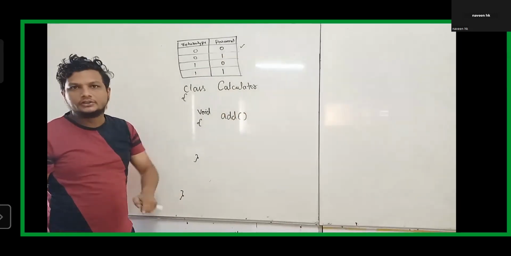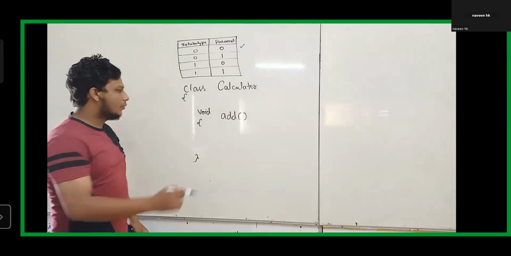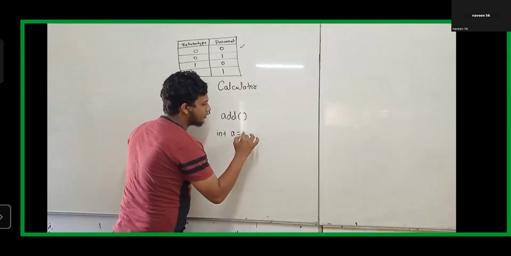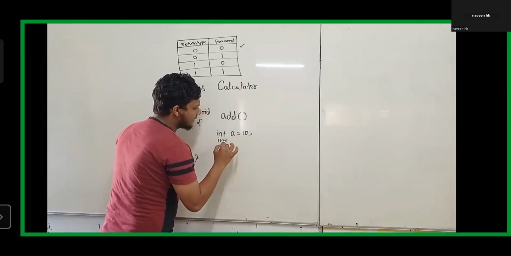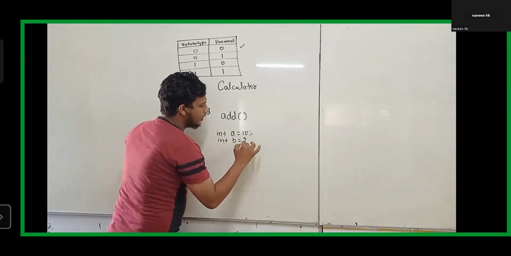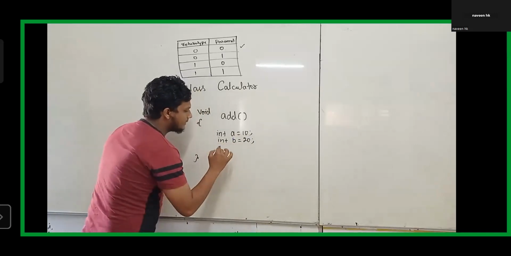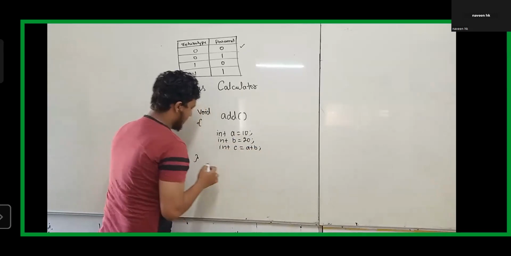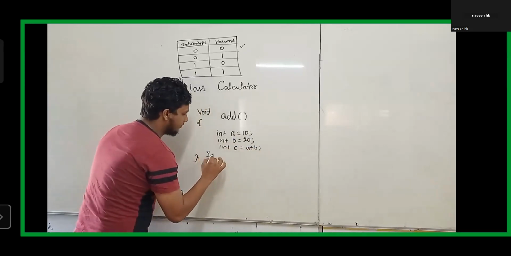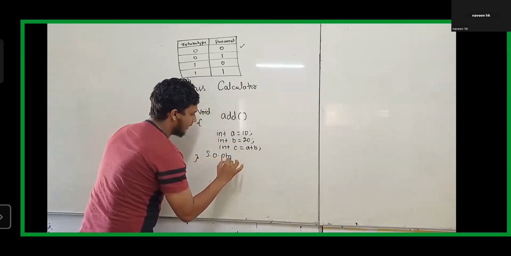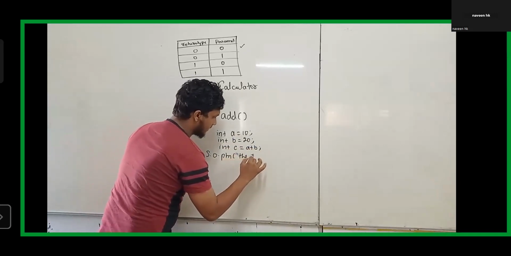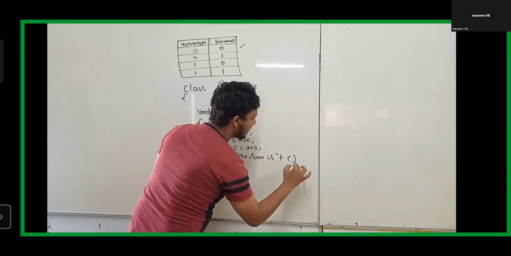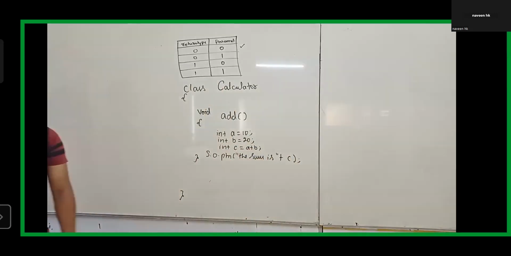Is it clear? So let's perform some addition. I'll declare a variable. I'll write int a is equals to 10, int b is equals to 20, and int c is equals to a plus b. And I'll write System.out.println, and the sum is, then c. Okay, so what have I written now?